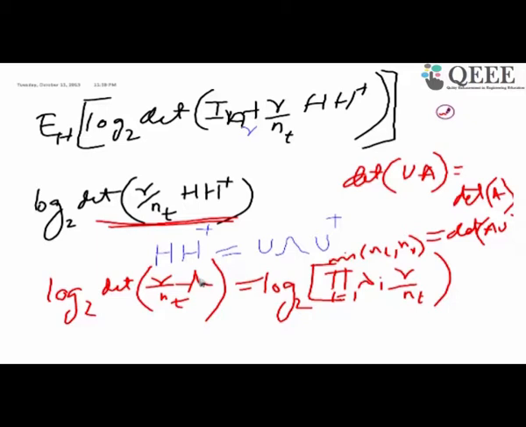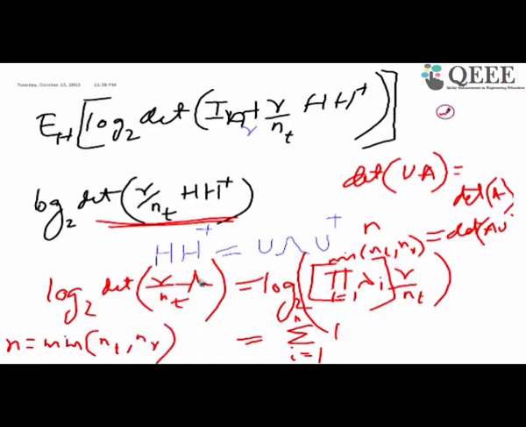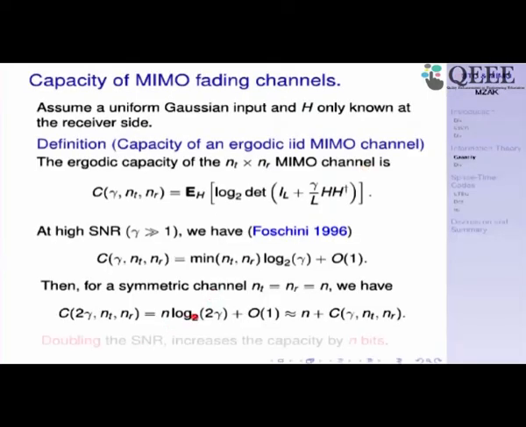Now we are going to take the expectation of this. The product can be taken out, so you can write it as a summation over i equal to 1 to the minimum of NT and NR. Let me write it as just n, so n is basically the minimum of NT comma NR, of log of lambda i gamma by NT. Using this simplification, what we can show is on the next line. Now substitute it back here, and this is what you will get.